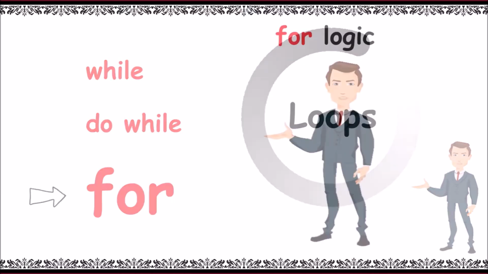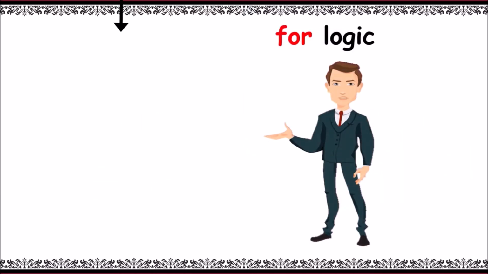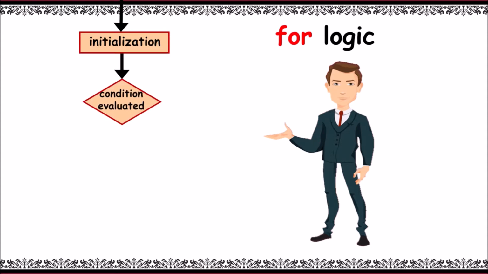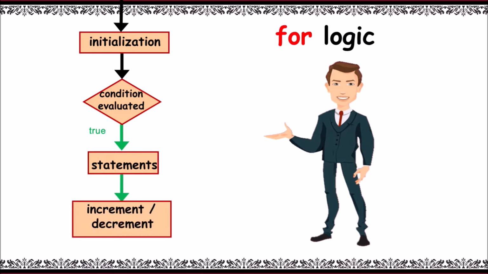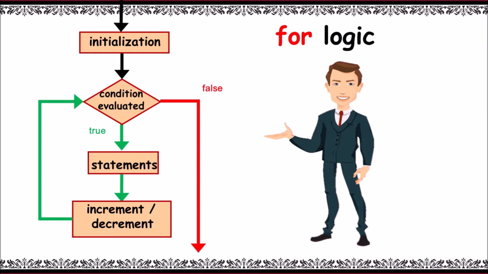Now, the for logic be like: first, initialization happens. Next, the condition is checked. If the condition is true, then these set of statements are executed. And then the loop gets updated with either increment or decrement. And then the control goes back to the condition for evaluation. If it's false, the control comes out of the loop.